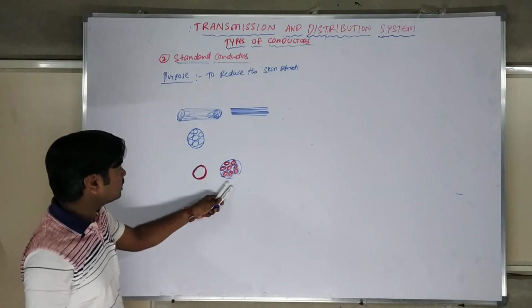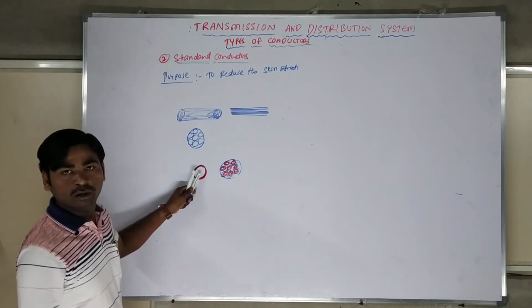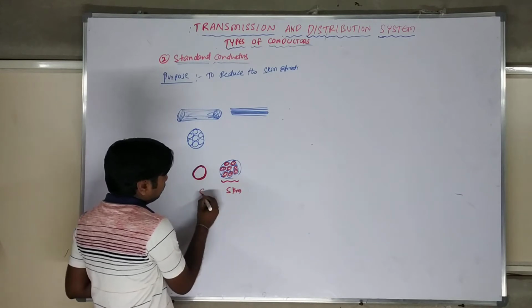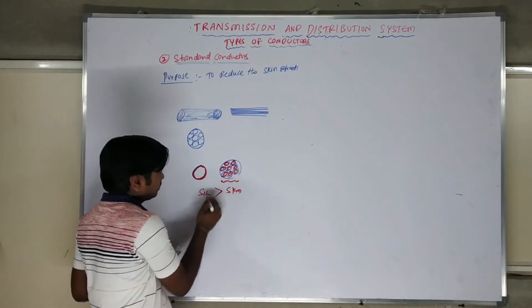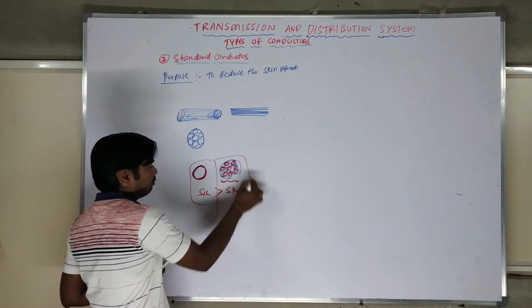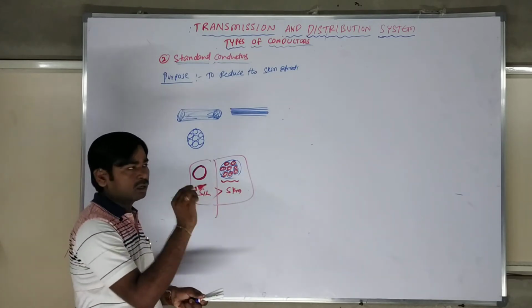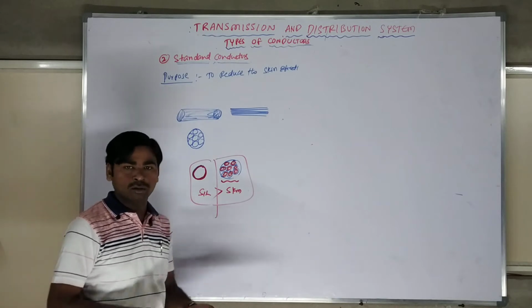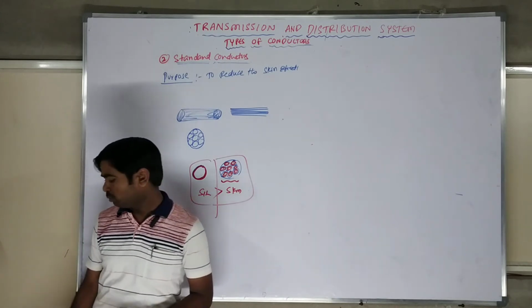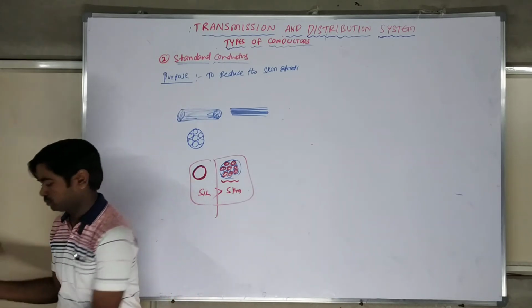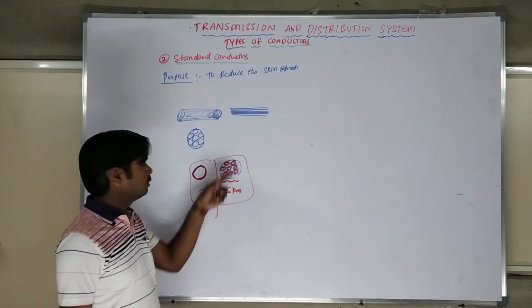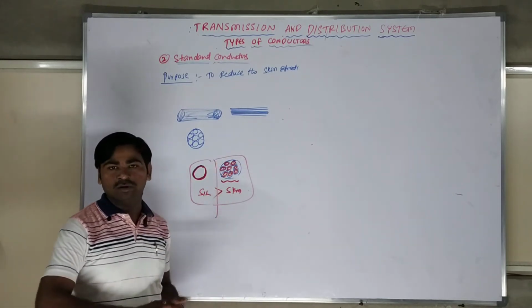If you use strands, how much skin effect? Due to this, skin effect is less. The skin effect here is more compared to this one. Because in each strand the current automatically uses the entire cross section area rather than a smaller portion. Therefore, by using this logic, making it strands, we can reduce the skin effect.